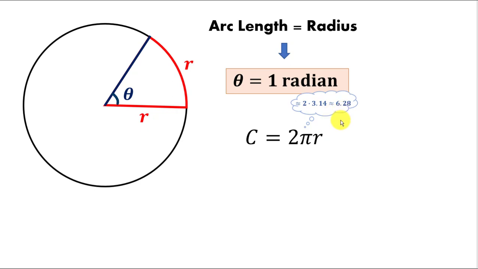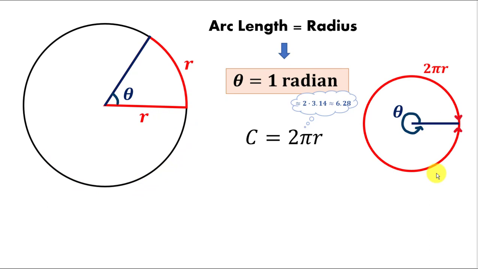So that means that no matter how big or small the given circle is, you can fit about 6 arcs of length r around that circle. And now that will help us to make a connection between degrees and radians. If the circumference is 2 pi r and the angle that intercepts 1 arc of length r equals 1 radian, that means that there are exactly 2 pi radians in 360 degrees.